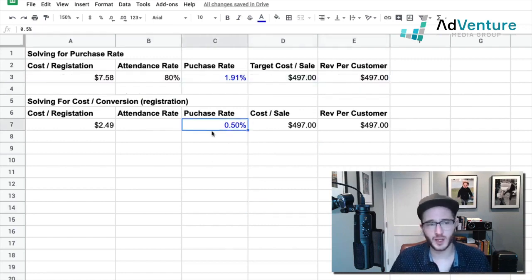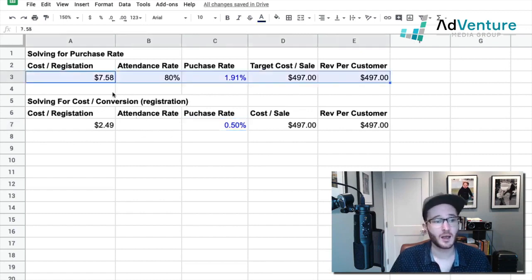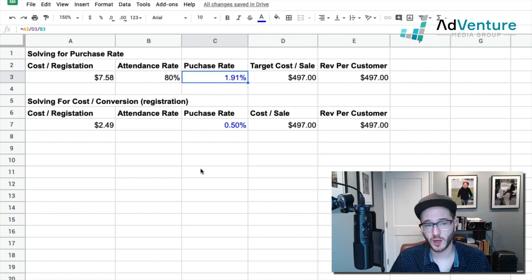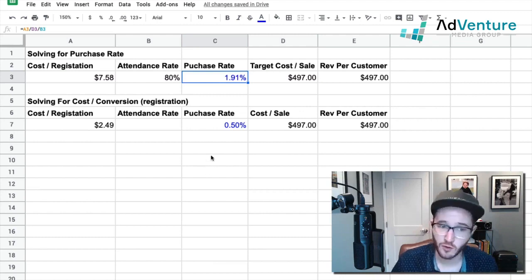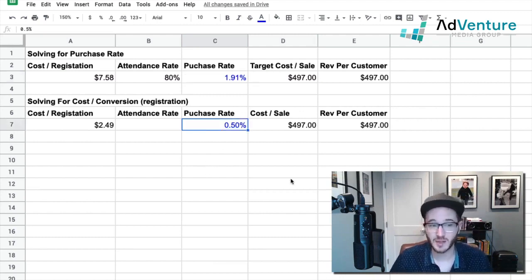One second, we haven't included attendance rate yet. So I know now that today at $7.58, I would need a 1.91% purchase rate, which is already getting more reasonable, but still that's 4 times what my conversion rate was yesterday. You also have to deal with reality. The reality of the case is that my conversion rate so far is 0.5%.